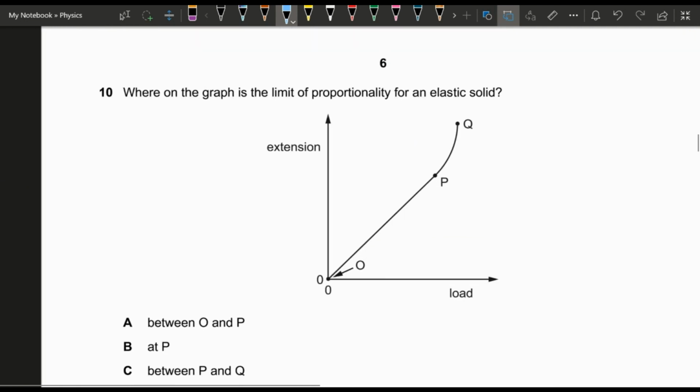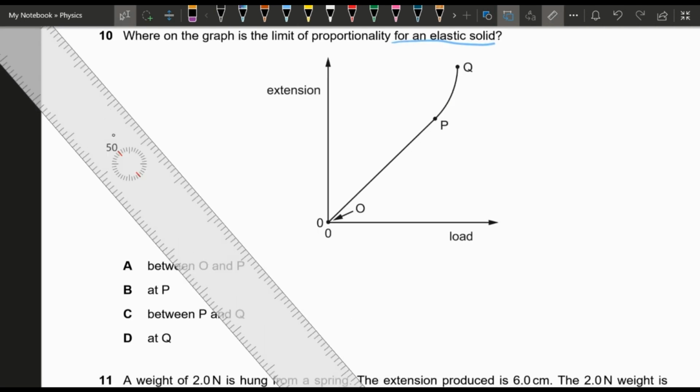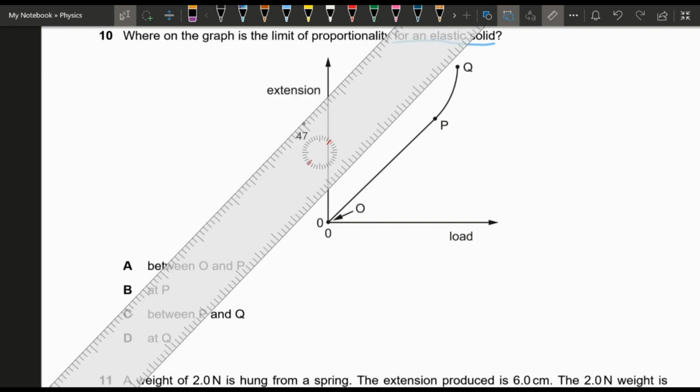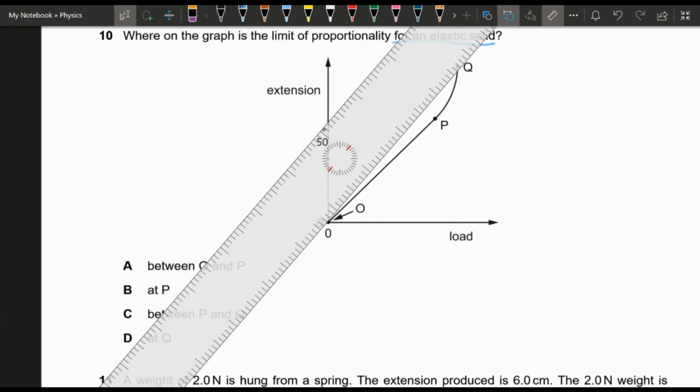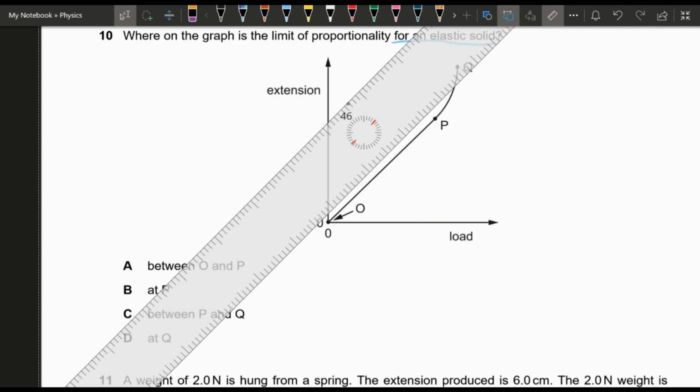Now, question number 10. Where on the graph is the limit of proportionality for an elastic solid? So remember one key point. Whenever you get these types of question, always get the scale right, like I have over here, and draw. Put your scale over here like this, and draw a straight line, right?